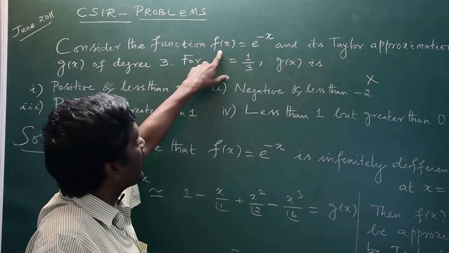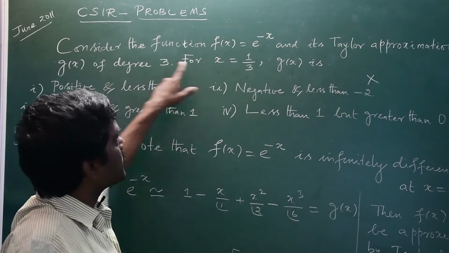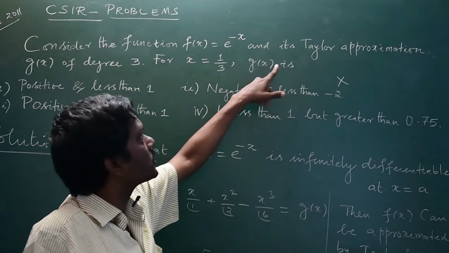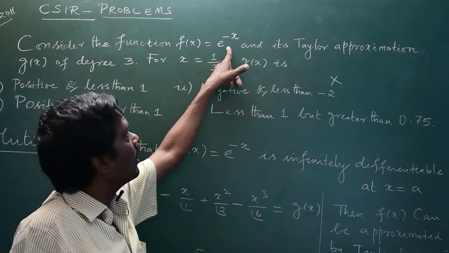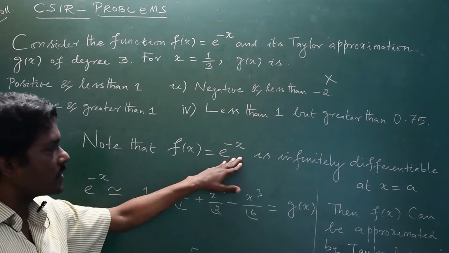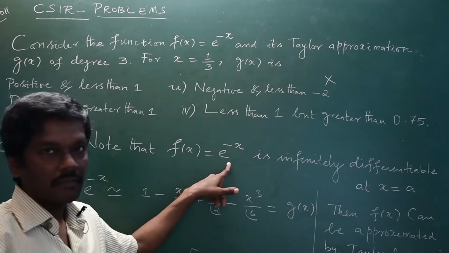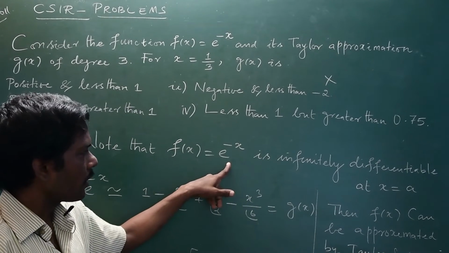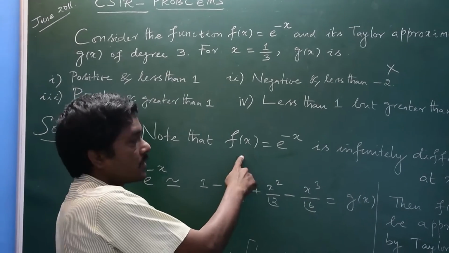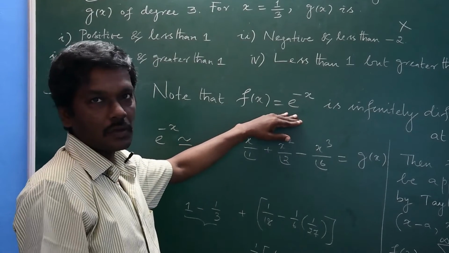And we are given that f of x is equal to e power minus x and g of x is a Taylor series approximation. But we are not given about what point this is to be expanded. So, since f of x is equal to e power minus x, which is continuously differentiable at every point, we take it for granted that it is differentiable at the origin also.